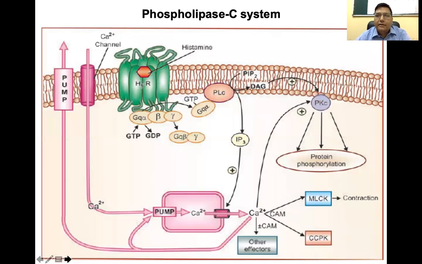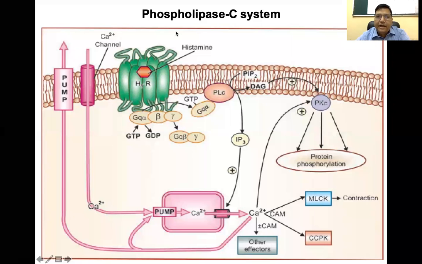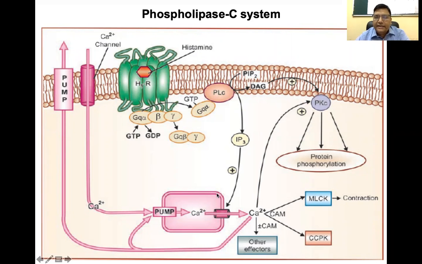Then next to this is the second pathway, that is the phospholipase C pathway, through which the H1 histaminergic receptors act. After the binding of histamine to the histaminergic receptor, in the bronchial smooth muscle, histamine produces contractility, that is bronchoconstriction. After binding of the histamine to its receptors, GTP gets hydrolyzed and Gq protein is activated. It binds to the phospholipase C, which is present on the inner side.